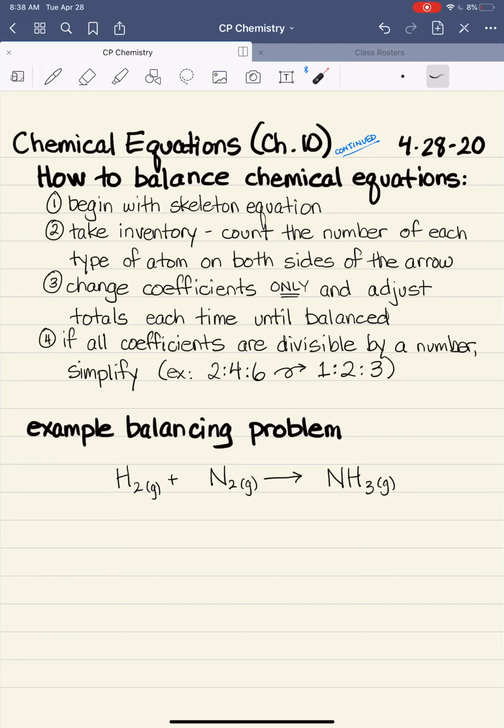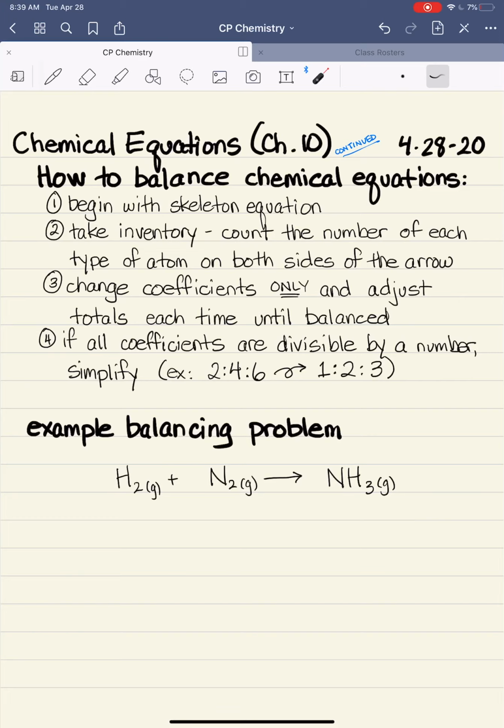Then we change coefficients. We only change coefficients. We never get to change chemical formulas. That changes the whole thing. Then we're talking about a different chemical reaction. So we get to change the coefficients only, and we adjust the totals each time until we end up with a balanced equation.